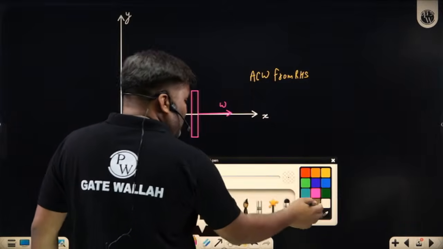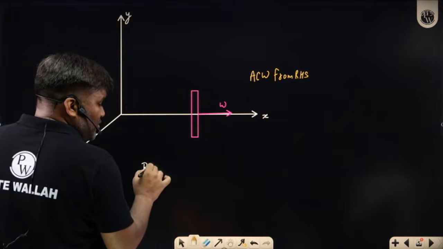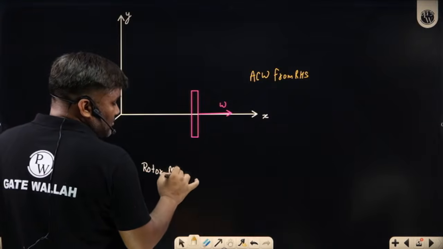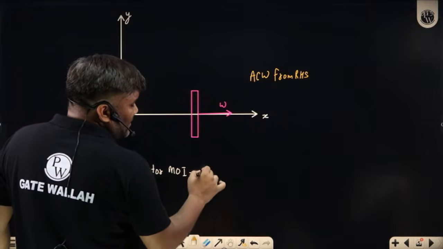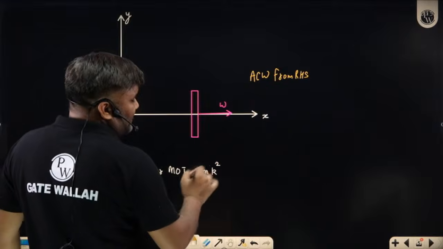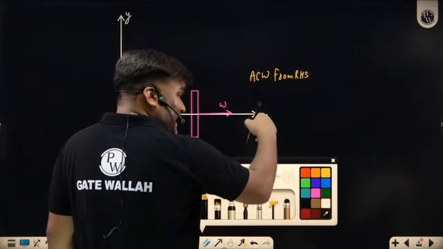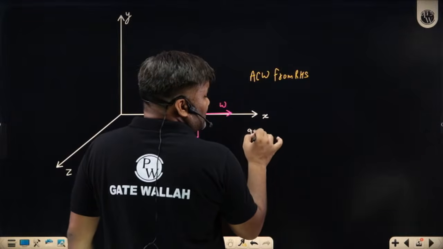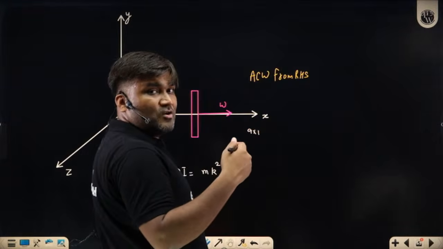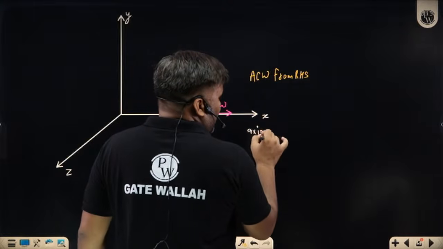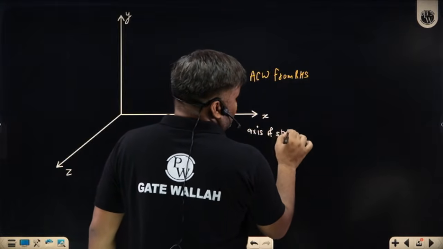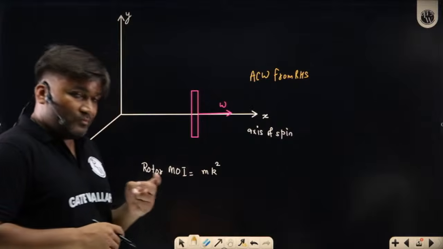And this rotor which is rotating here, suppose its moment of inertia is something mk square, k is the radius of gyration. So this x axis is called the axis of spin. The axis about which the rotor is rotating is called the axis of spin.